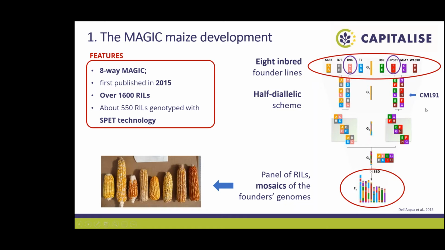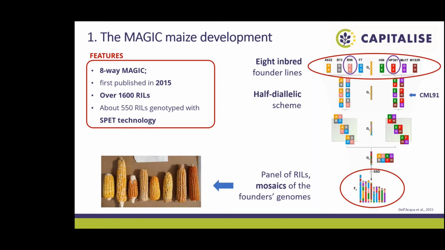Because one of the hybrids failed at some point, some crosses were recovered by introducing a 9th parent. So it's an 8-way MAGIC, but there is also a small dosage of a 9th parent that was used to recover some crosses. And today, the MAGIC maize population counts over 1,600 recombinant inbred lines, and about 550 recombinant inbred lines were recently genotyped with single primer enrichment technology.